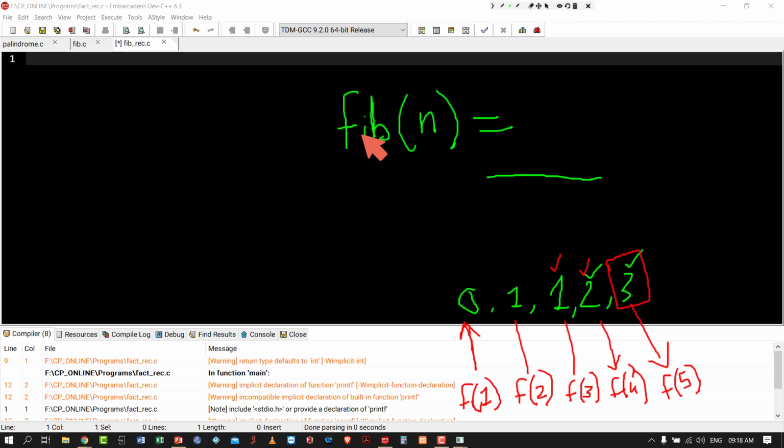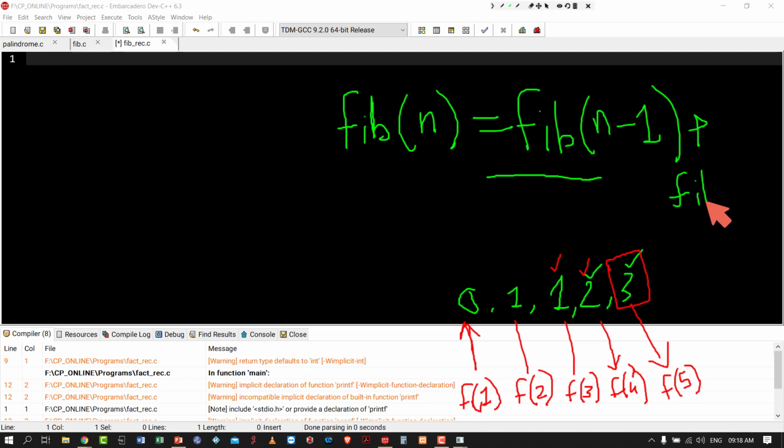So similarly, what is fib of n? Fib of n equal to fib of n minus 1 plus fib of n minus 2. So that is the recurrence relationship.